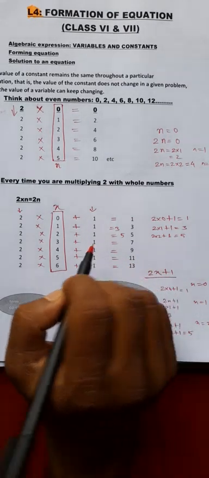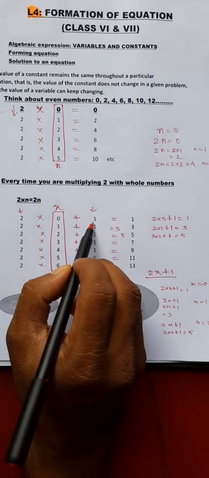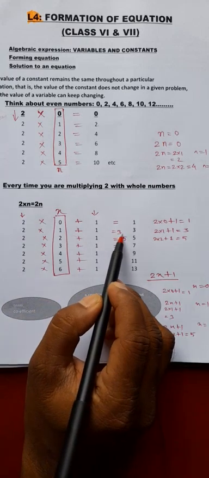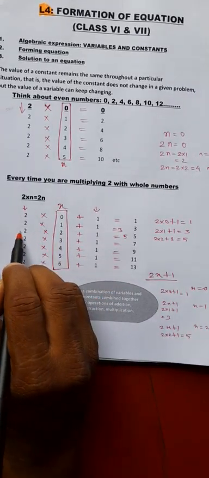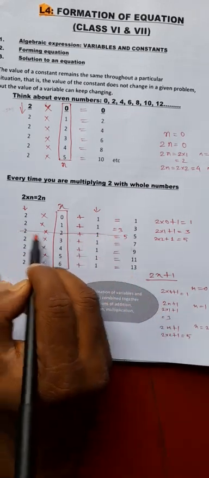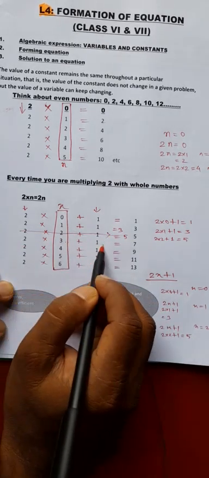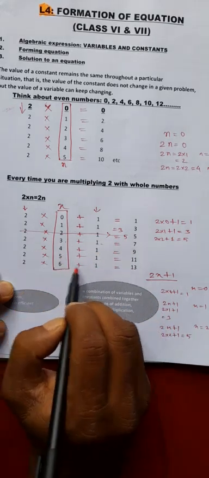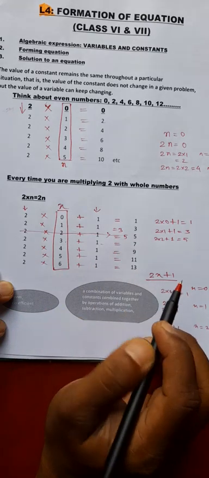Again, consider another example. Say 2 multiplied by 0 plus 1 equal to 1. 2 1s are 2 plus 1 equal to 3. 2 2s are 4, plus 1 equal to 5. Right. Then 2 3s are 6 plus 1 equal to 7. 2 4s are 8 plus 1 equal to 9. Then 2 5s are 10 plus 1 is 11. 2 6s are 12 plus 1 equal to 13.